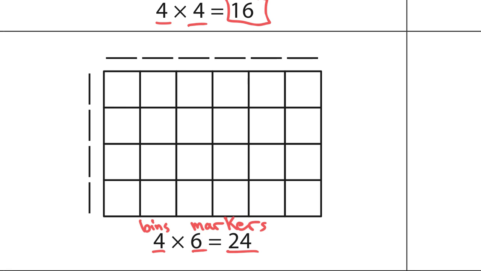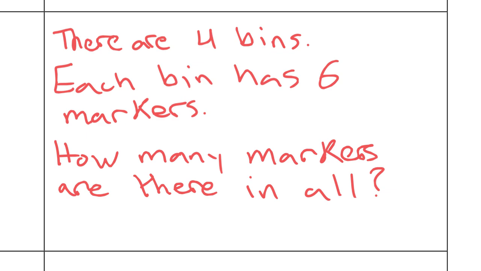So when I write this over here, maybe it would look something like this. And I don't have the best handwriting when I'm writing on a tablet, but I would write, there are 4 bins. Each bin has 6 markers. How many markers are there in all? And that's just one example. You can think of your story in any way that you want, okay?